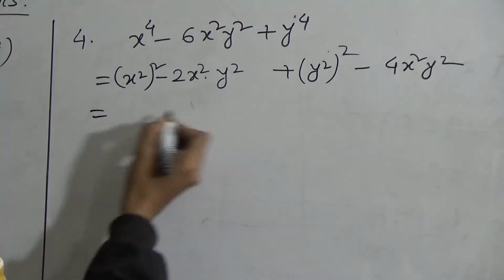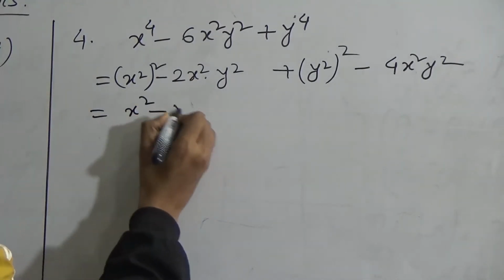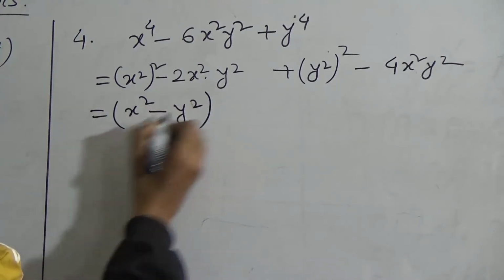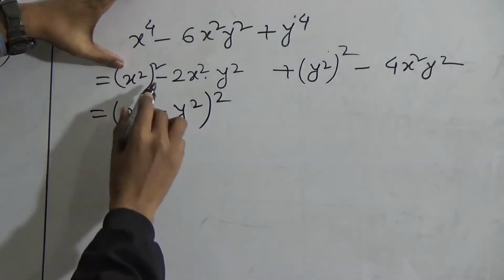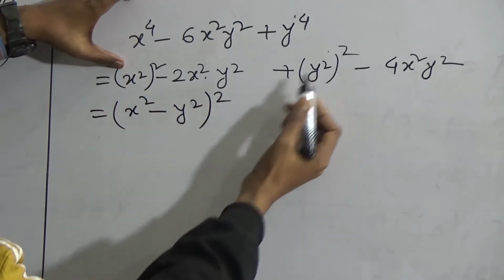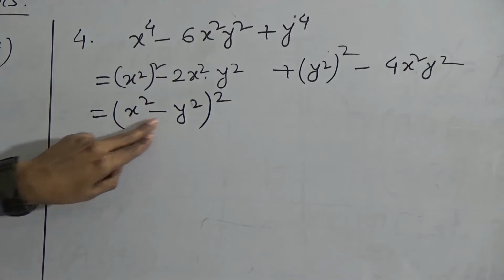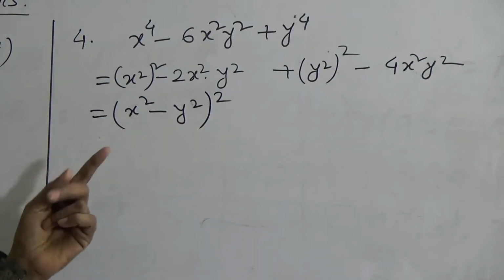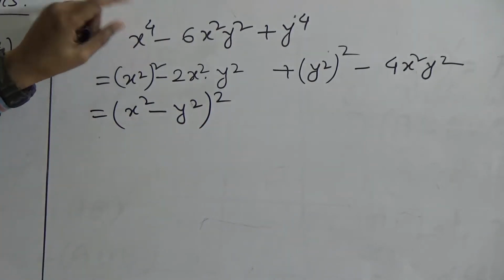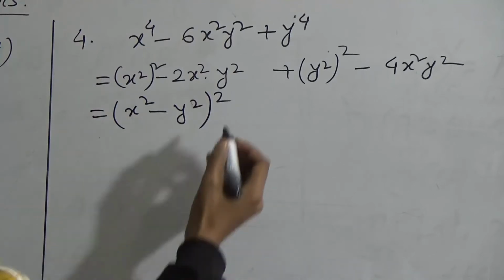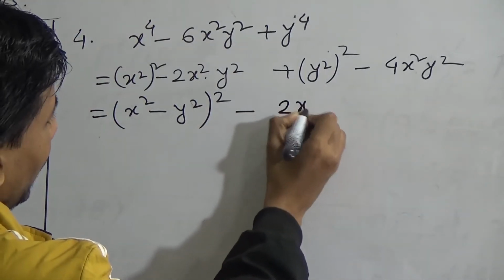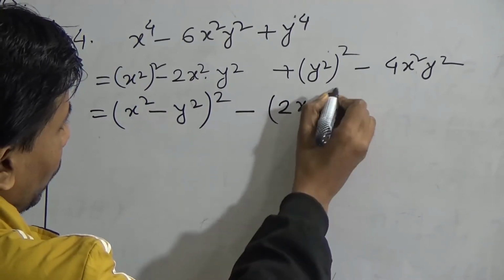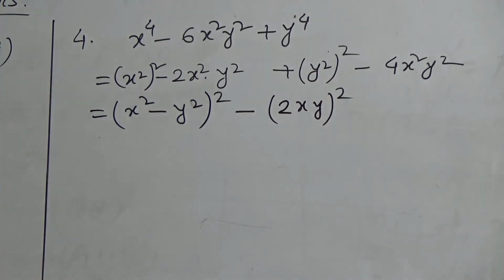Now we can write the x square minus y square whole square formula. Okay. X square minus y square, you consider it this way: a square minus 2ab plus b square, that means a minus b whole square. Okay. A means here, a means x square. You have to consider that. Okay. Now minus 4x square, we can write this way: 2xy then whole square.